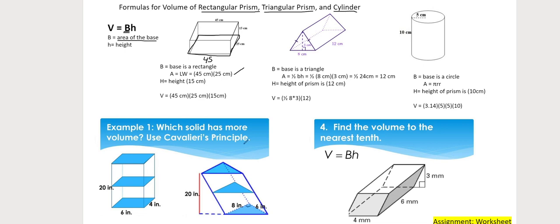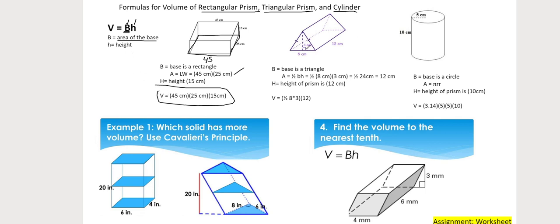And there you go. Then what do you do after you multiply the base, which is the big B? You multiply by the height, and the height of this prism is 15. So here, if we take the whole formula out, we are going to multiply 45 times 25, which is the area of the base, and then times the height, which is 15, and that is your volume. That's it. Simple as that.